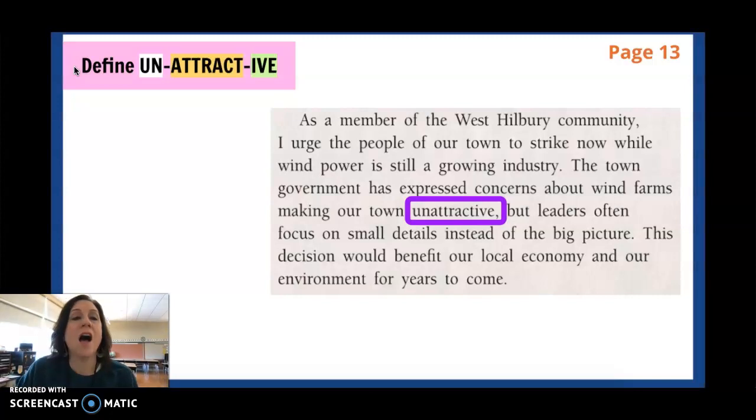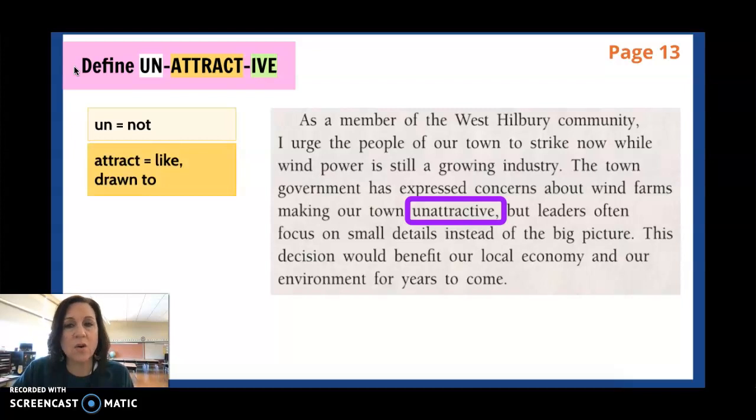Welcome back. All right, did you find it? Page 13. If you didn't, make sure that you circle it. Okay, and let's define unattractive. Remember how we broke that down in our word study? We've got un, and then attract, and ive. So attract is your root word, un is your prefix, ive is your suffix. So un means not, okay?